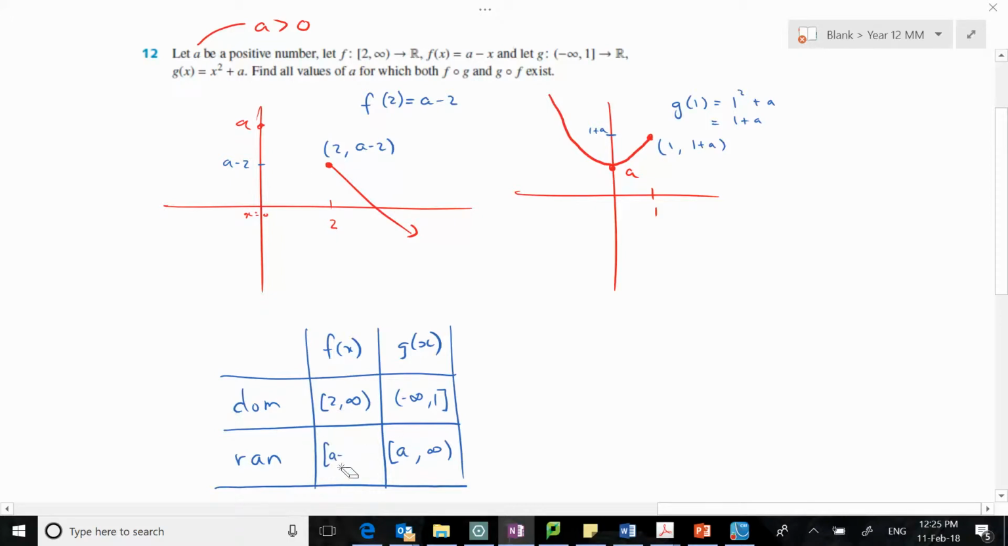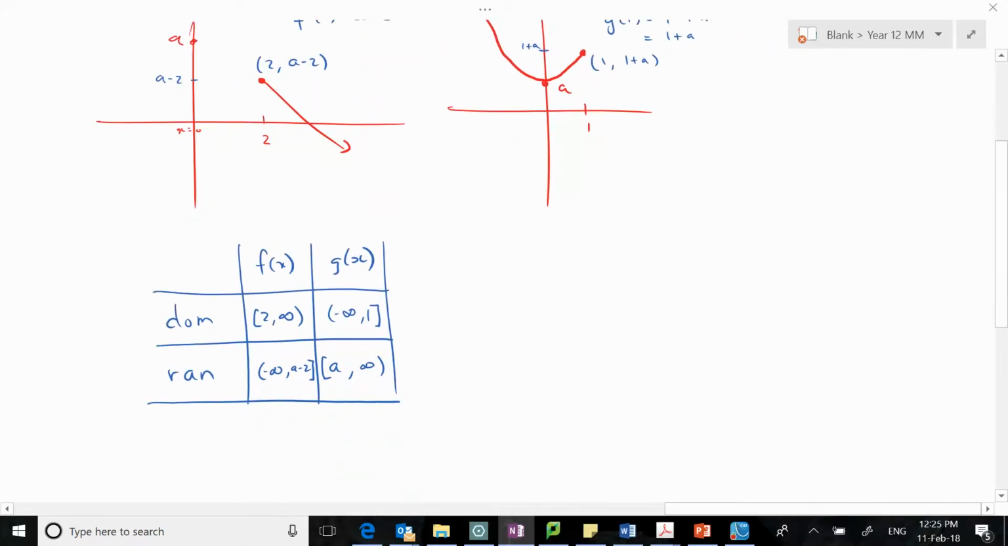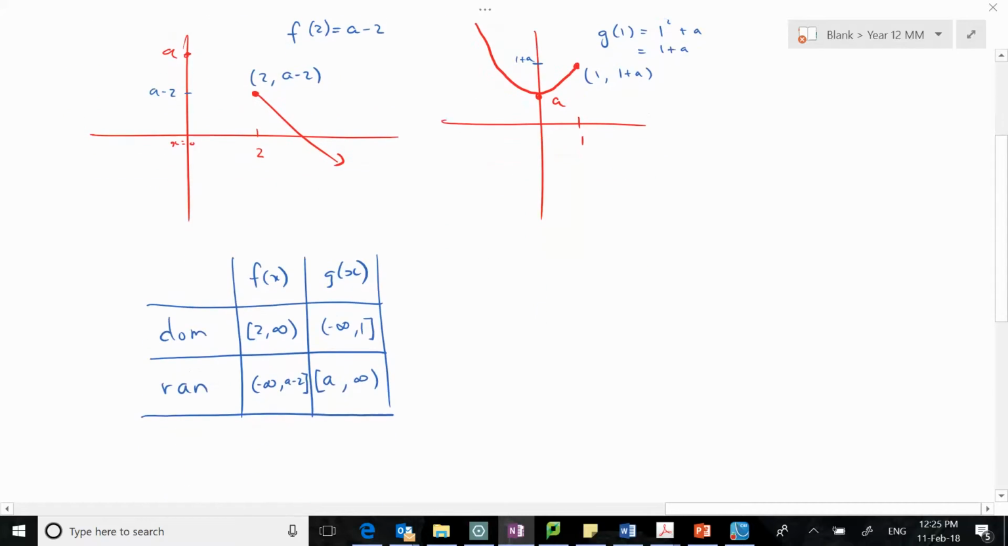Oh no, negative infinity to a minus 2, sorry. Gotta fix this. There we go. Negative infinity to a minus 2. Alright, now that I've got that, so we want f of g to exist.